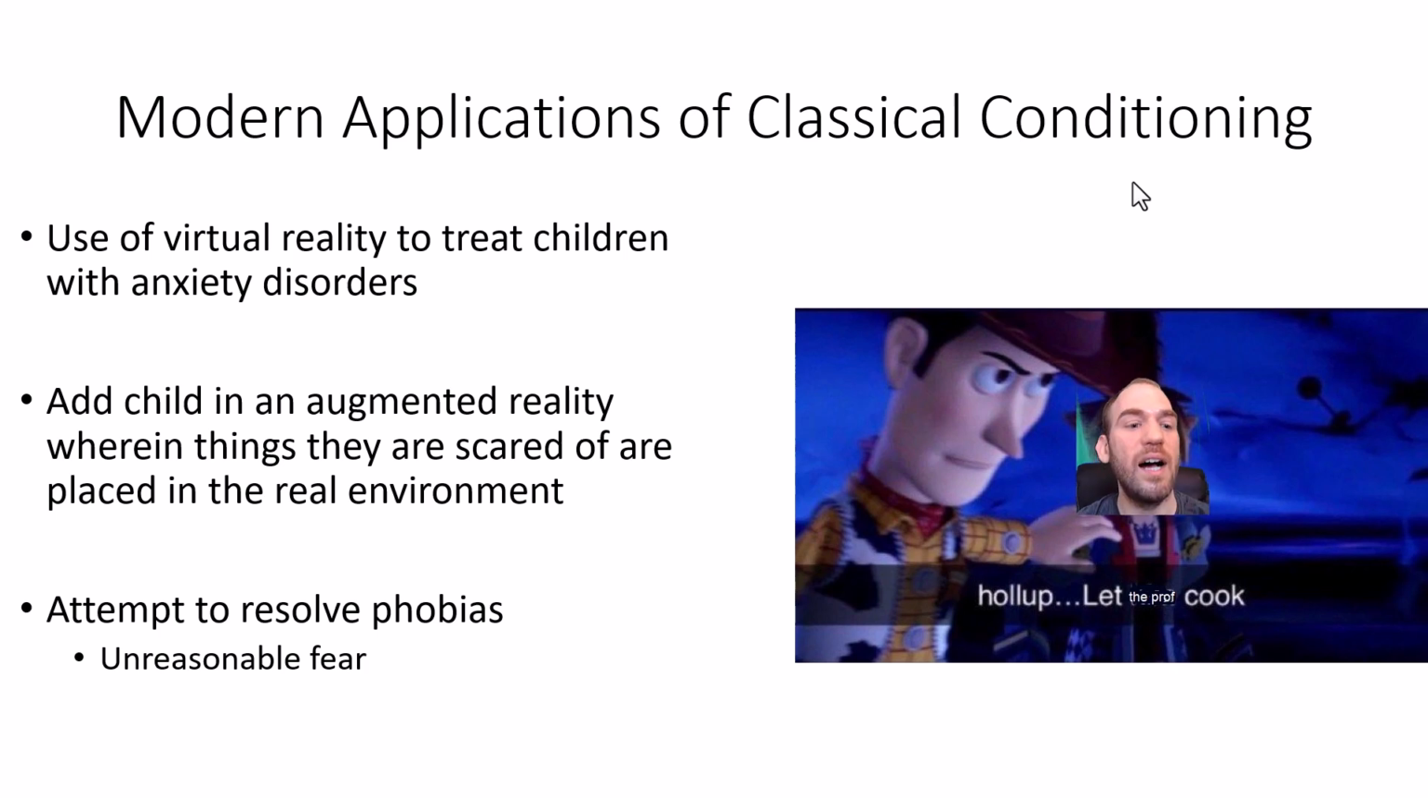So rewind. Put a child in an augmented reality wherein things they are scared of are placed in the real environment. It attempts to resolve phobias, that is, an unreasonable fear. Augmented reality is not like virtual reality, where you put on the goggle-looking things, like whatever PlayStation's is called, and then you're in a whole different reality. Instead, you're still in the present, in your real-world environment. However, you can place virtual animals or creatures or whatever it is that you're scared of within your immediate environment. They have this in Pokemon Go, so you can move your camera around and you're looking at your entire room as a normal room, and boom, there's a Pokemon in front of you, okay?